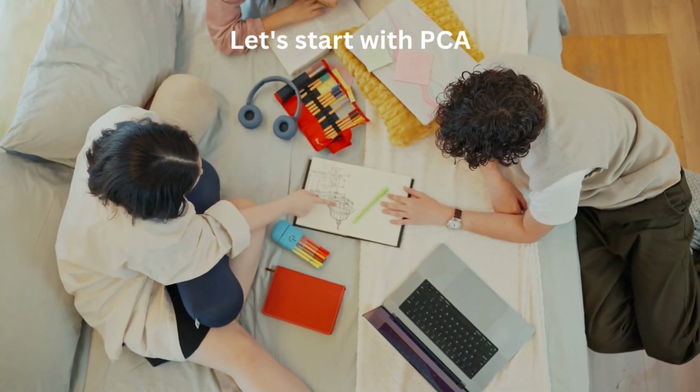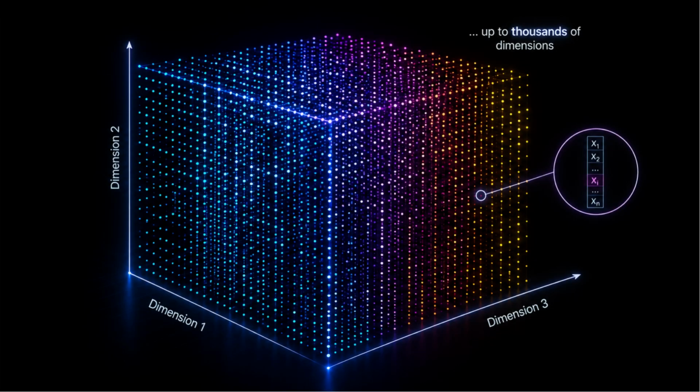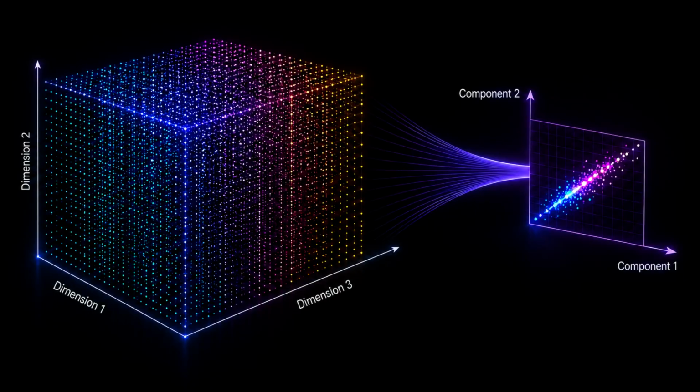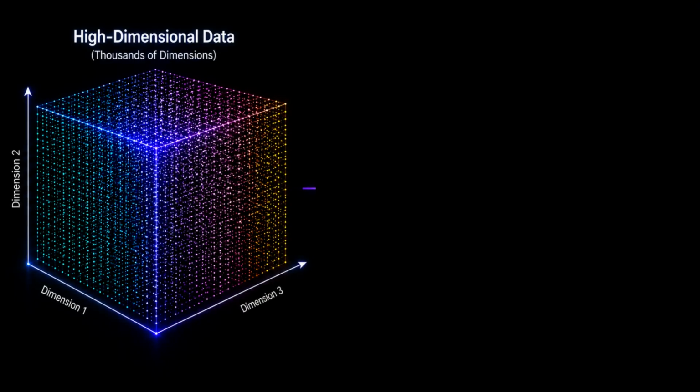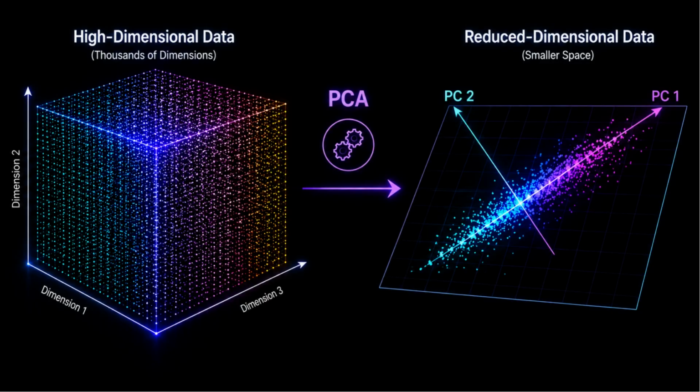Let's start with PCA. Imagine you have a dataset with thousands of dimensions, but most of the important information is hiding in a much smaller space. PCA finds that smaller space and reduces the dimensionality of your data.